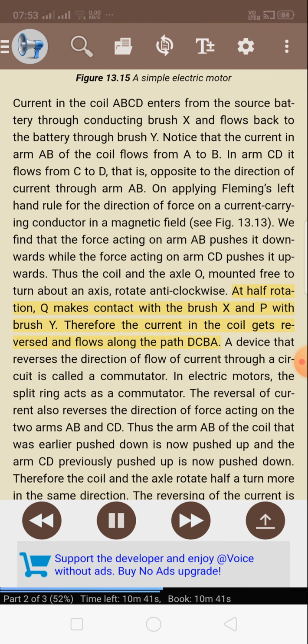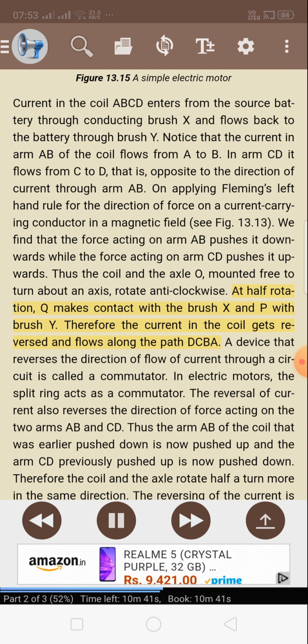At half rotation, Q makes contact with the brush X and P with brush Y. Therefore the current in the coil gets reversed and flows along the path DCBA. A device that reverses the direction of flow of current through a circuit is called a commutator. In electric motors, the split ring acts as a commutator.